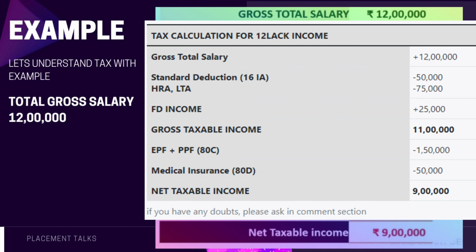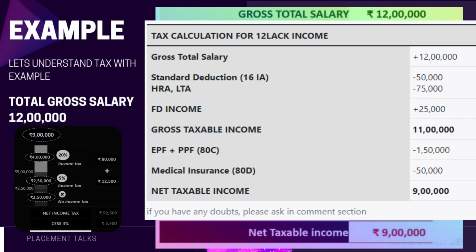So let us calculate what the tax is for this income. For the starting 0 to 2.5 lakh, we will have 0 tax. Then from 2.5 to 5 lakhs, we will have 5% income tax, that is 12,500 rupees. Then from 5 lakhs to 10 lakh rupees, we will have 20% tax in the old tax rates and 10% in the new tax rates. So depending on that you can calculate.